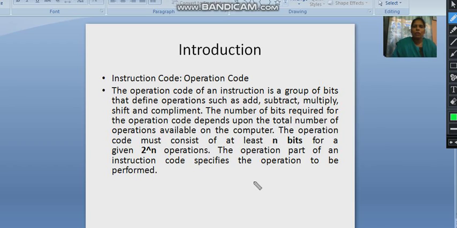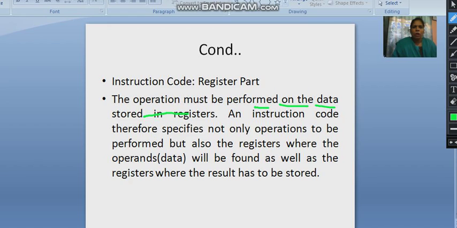The operation part of an instruction code specifies the operation to be performed. So majorly add, subtract, multiply, shift, and any kind of logical or arithmetical operation needs an instruction code. Now, the operation must be performed on the data stored in the register. So these operation codes are used to perform the action on the data that is stored in the register.